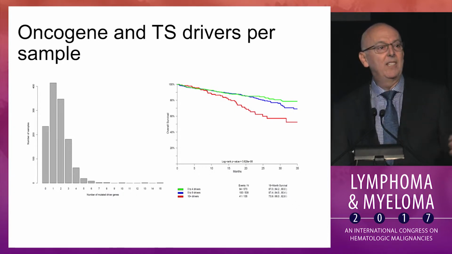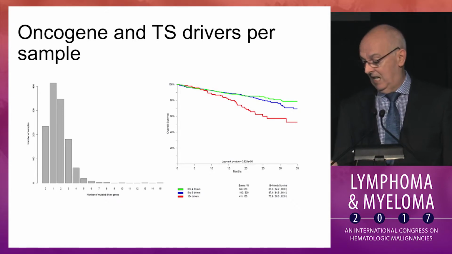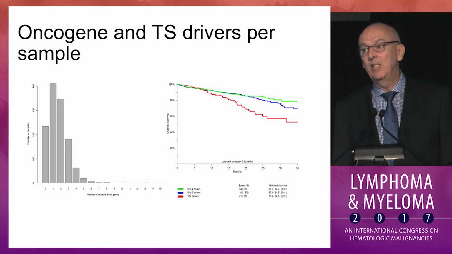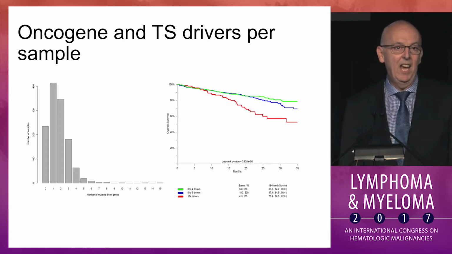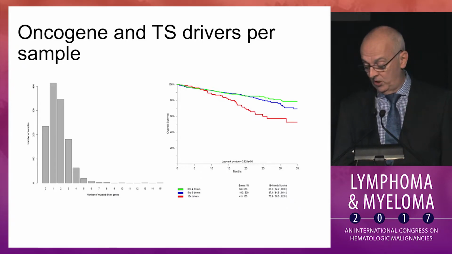Coming back to the hypothesis about drivers and how many of them there are, the more you have in the cell, the worse the prognosis. However, there's a group of 20% of cases where we can't find any mutational drivers or any copy number drivers, arguing that we're still missing significant mechanisms that are important in pushing myeloma forward.